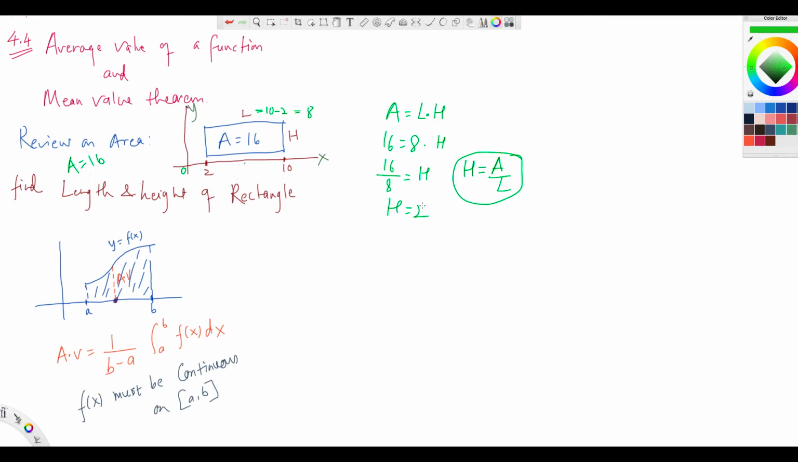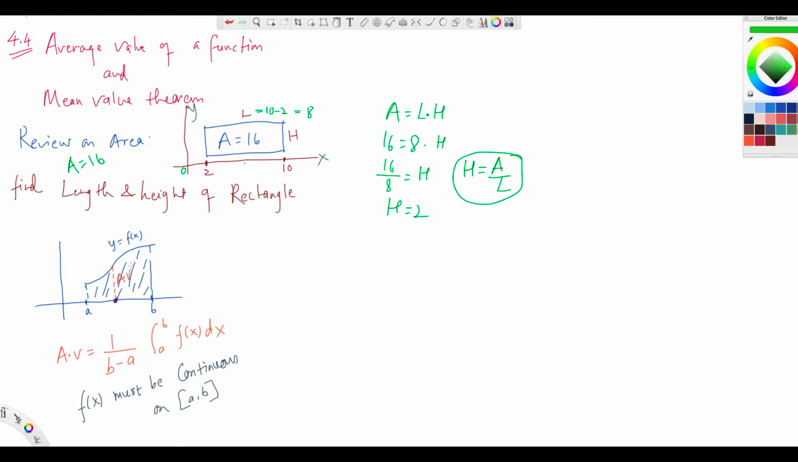Now what do you mean by the average height? Here the average height means, since the height of the rectangle is the same everywhere, the average height is basically the 2 here, right? But to find out the average height or the height of a function, what we have to do is find out the area and then divide that area by the length. Okay, divide area by the length.